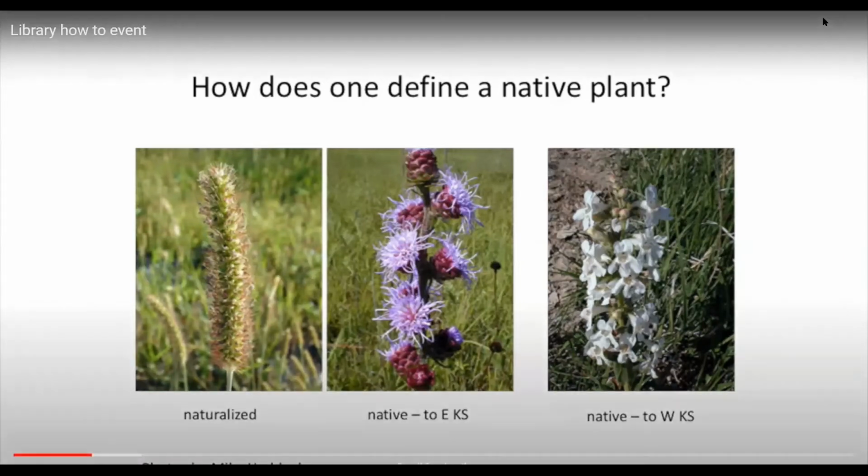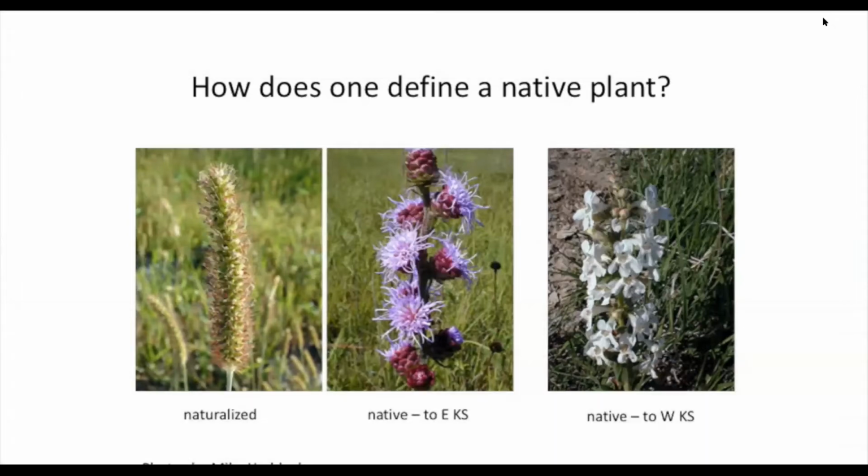Now, the plant on the far left is a foxtail, and it was actually introduced, and it has become naturalized, which means you typically find it. It doesn't need human help to spread. It grows very well here, but it did not originate here. It did not evolve in Kansas.